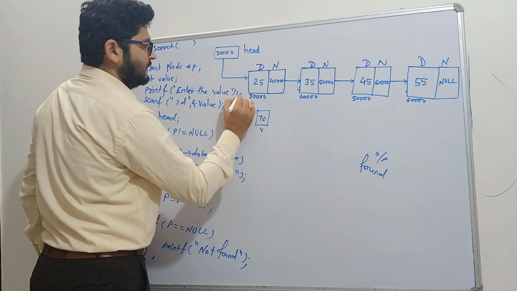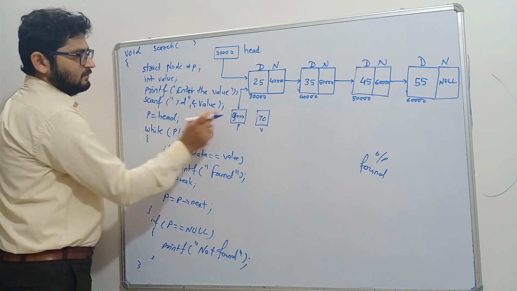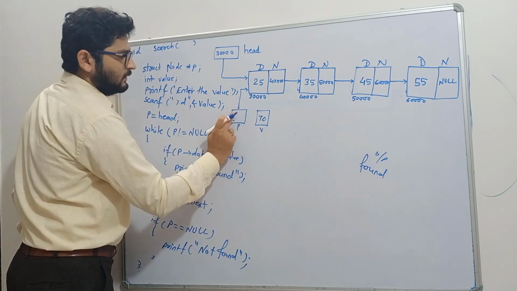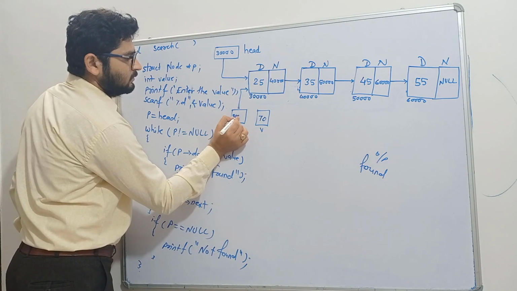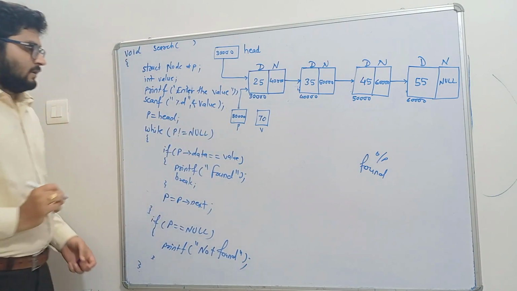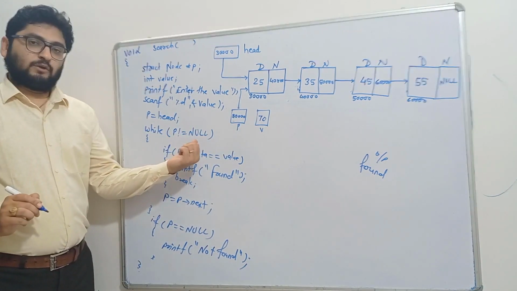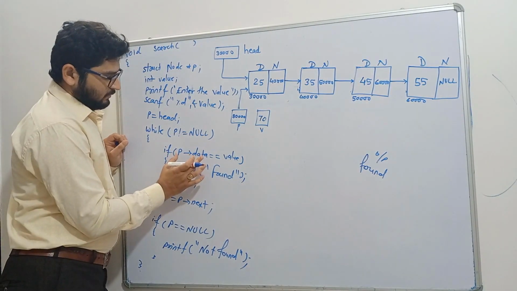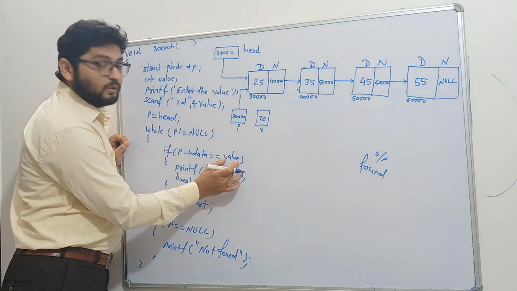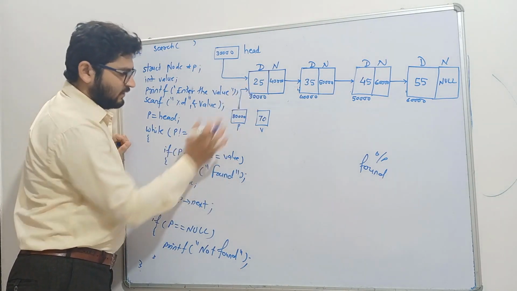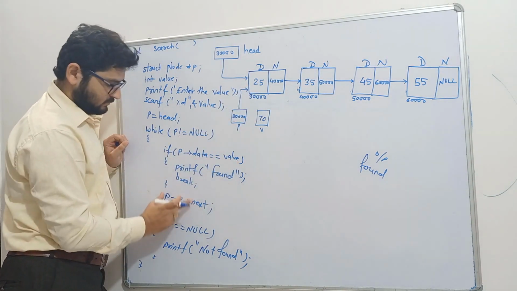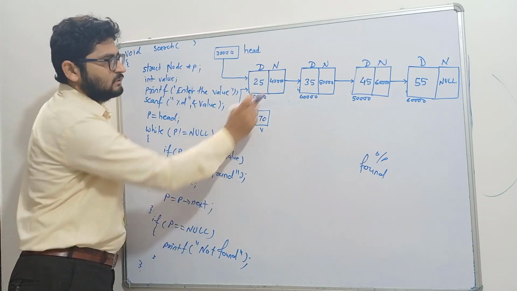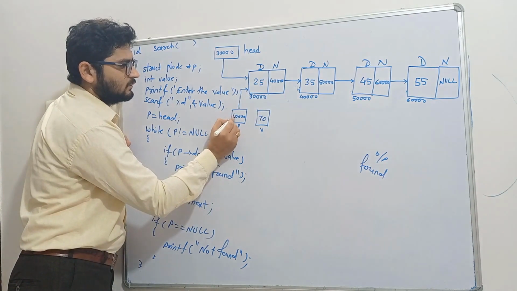Again, in the beginning, because of this line, P will be equal to 30,000. Now 30,000 is not equal to null. True. Again, we will check whether P arrow data is equal to 70 or not. P arrow data is 25. 25 equal to 70, false. P equal to P arrow next, so this 40,000 will be written over here.